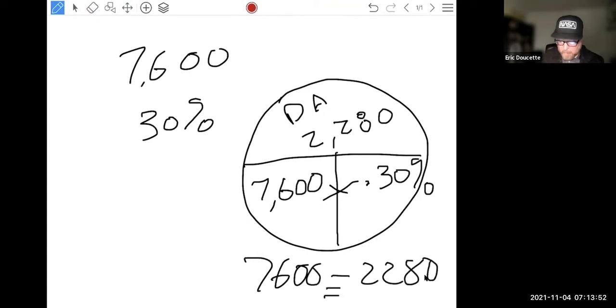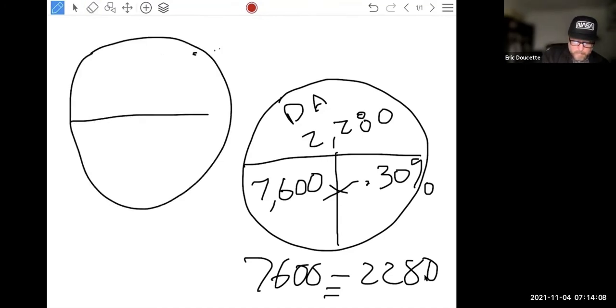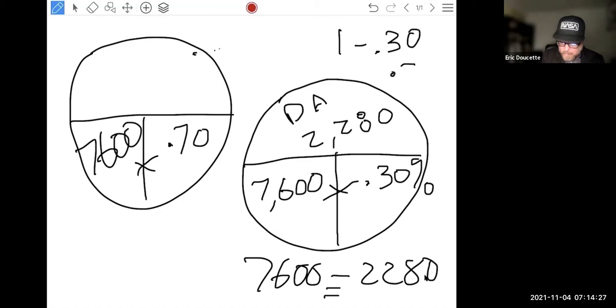And that would give you how much the invoice total is now after the discount. Or another way you could do it is the same thing here. You can do the 7,600, and instead of doing the 0.30, you can do the 0.70, which is what's called the equivalent of that. Because again, if you took 1 and you minus 0.30, you would have 0.70.